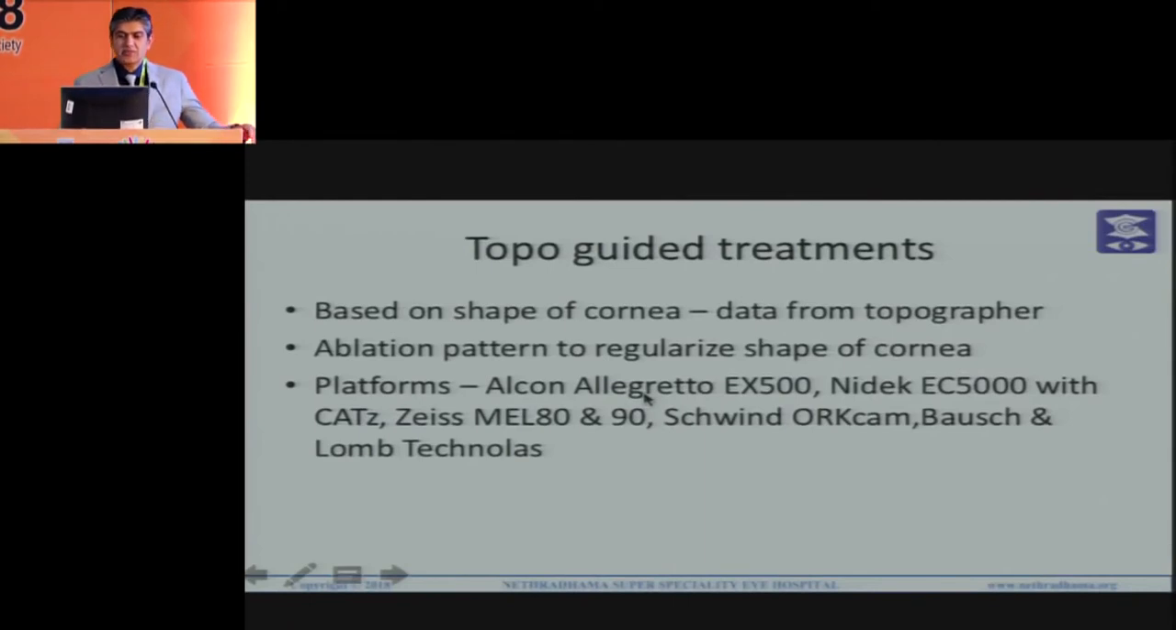So topo-guided treatments are basically based on the shape of the cornea, and the treatment is based on data which is obtained from a topographer, and the basic aim is to regularize the shape of the cornea. And the platforms available are the Alcon Allegretto EX500, the Nidek system with CATz, the MEL 80 and MEL 90 from Zeiss with the CRS-Master, that is a customized refractive surgery master, the Schwind ORK-CAM, Bausch & Lomb Technolas. So these are all systems which are capable of doing TopoLink treatment.